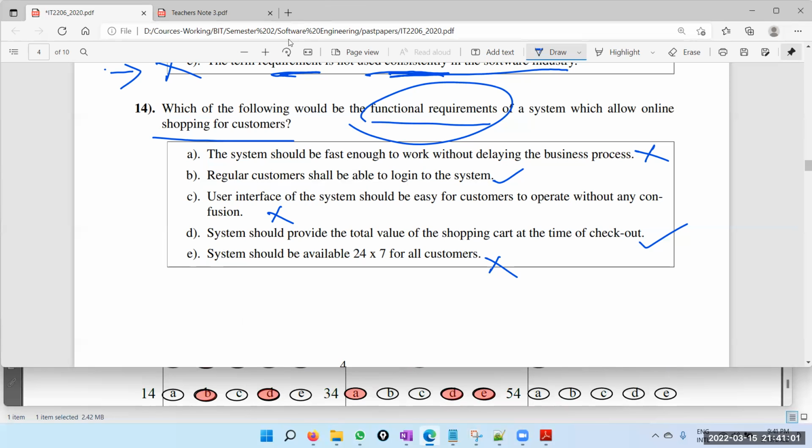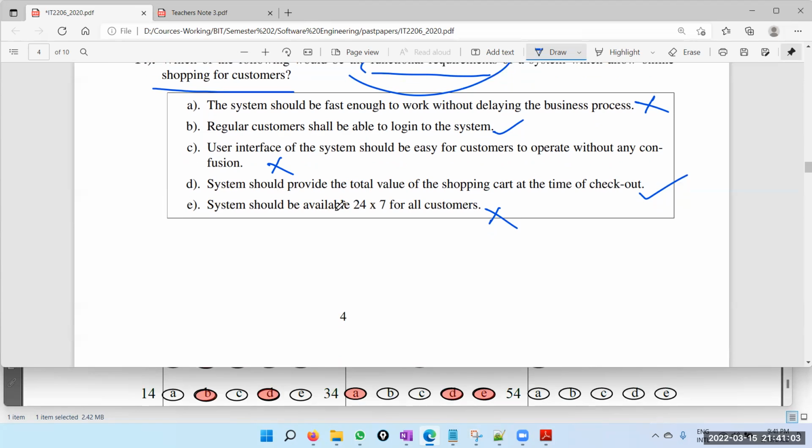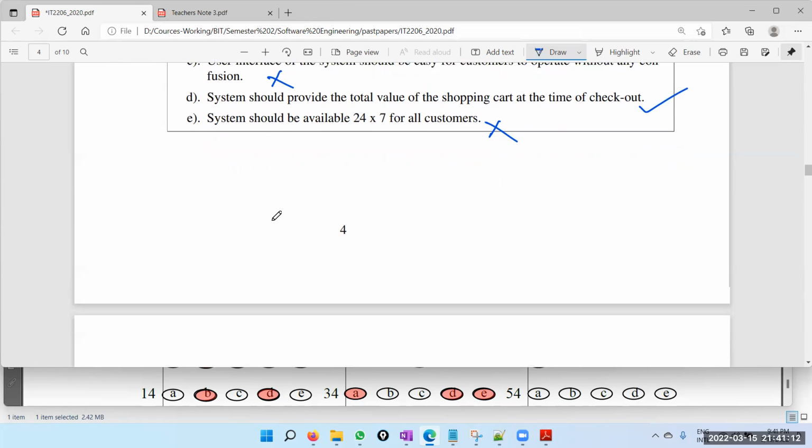B and D. So I'm doing this question with you for the first time. I'm downloading the paper in class, so I'm also doing this for the first time.